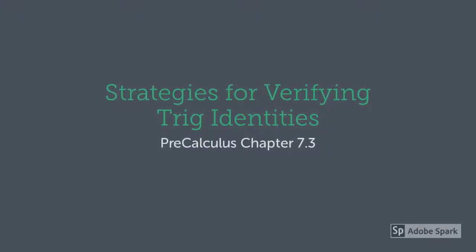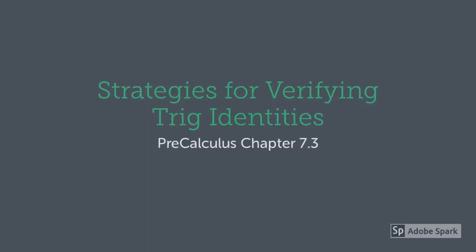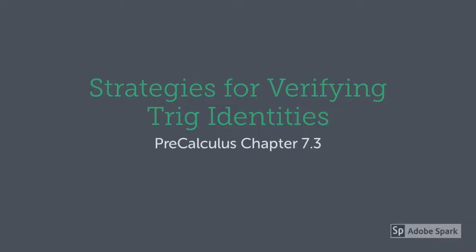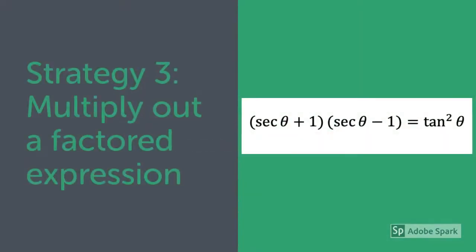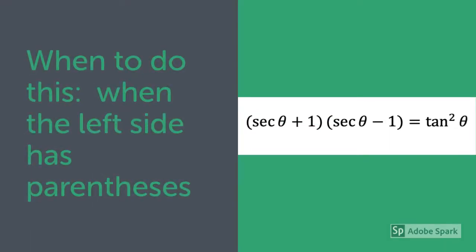This video is part of a series of short videos that each highlight a different strategy that can be used when verifying trig identities and an example of how it is used. The strategy highlighted in this video is multiplying out a factored expression. A factored expression, remember, is two things that are multiplied together, and usually that product is expressed using parentheses.